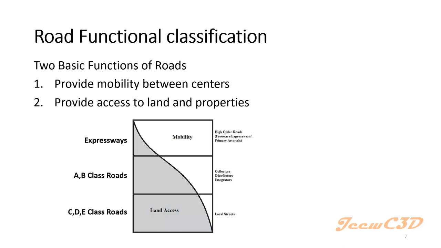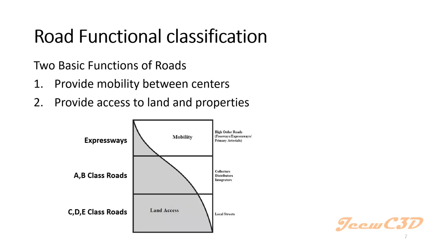We get the mobility from, let us say, the Kandy Colombo Road. So you are getting the mobility from Kandy Colombo Road to travel from Colombo to Kandy. So then, after that, there are some other roads.